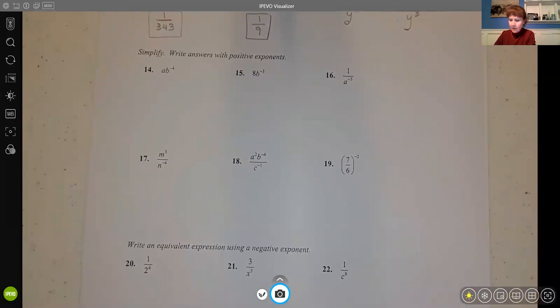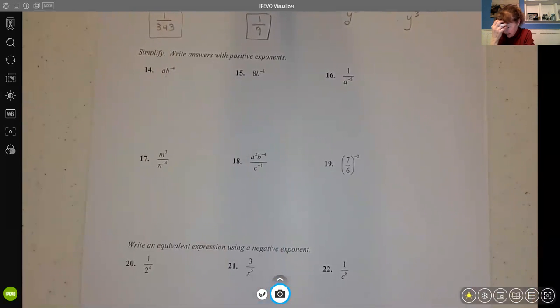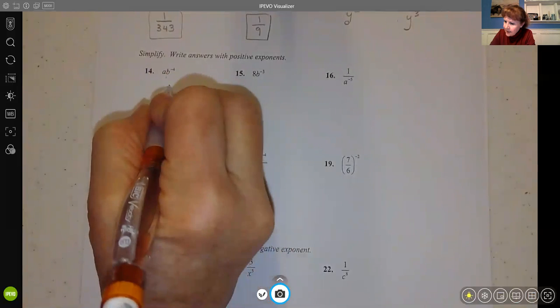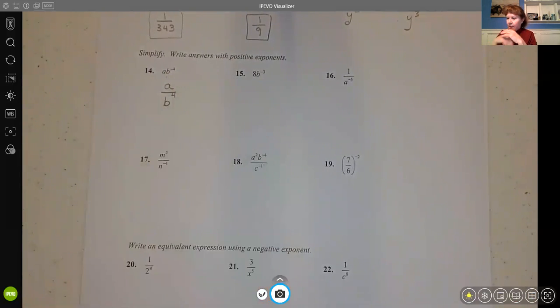This one, 14. The A has a positive 1. So the A is not a part of the negative 4, just the B. You'd have to have parentheses around it in order for it to be a part of the negative 4. So the A stays, and the B comes to the denominator and becomes a positive. When you do change the position, you drop the negative. You've done the job of the negative.